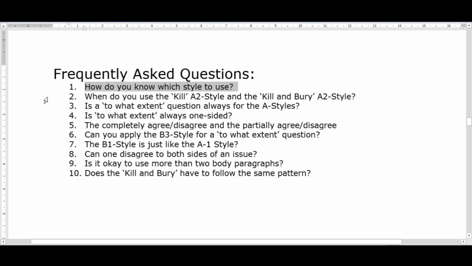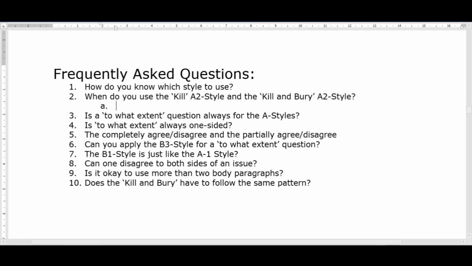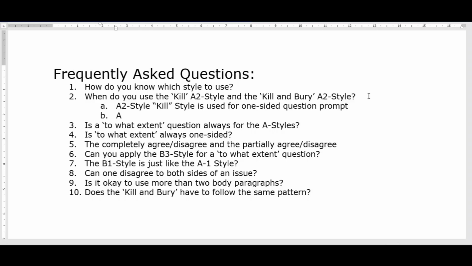Question number 2 is asking when do you use the kill, the A1 style, and the kill and bury, the A2 style. So the answer to this question is really the A1 kill style is used for one-sided question prompts, and then the A2 kill and bury style is used for crossover question prompts.